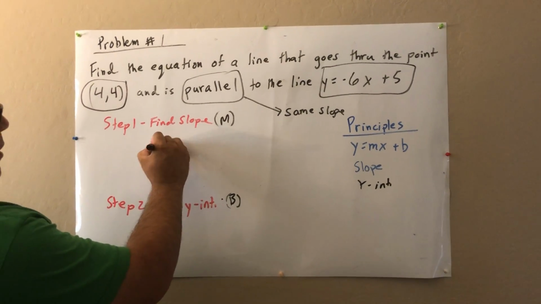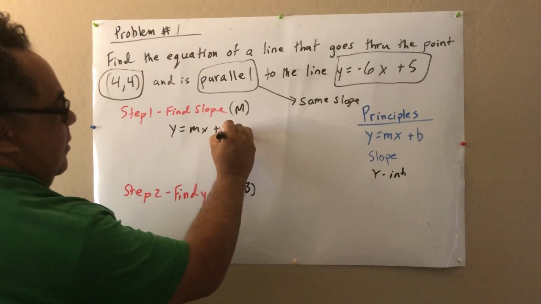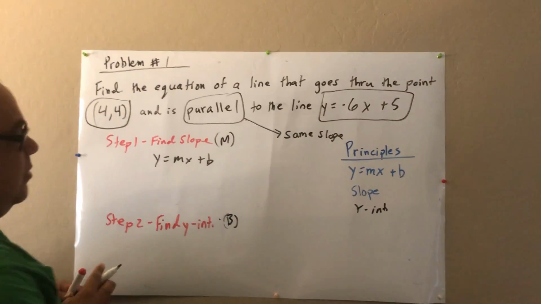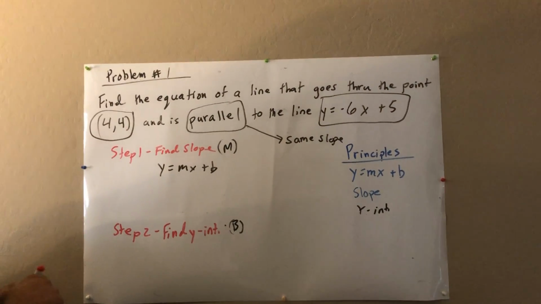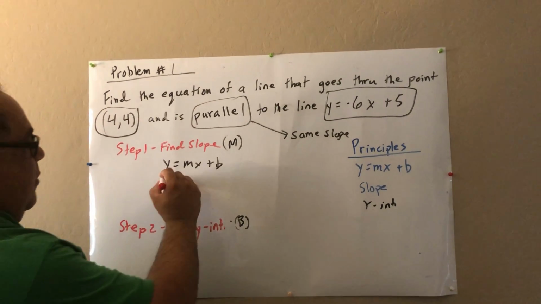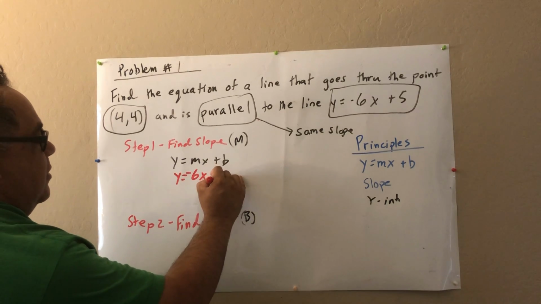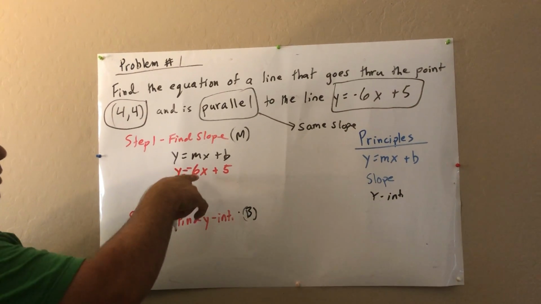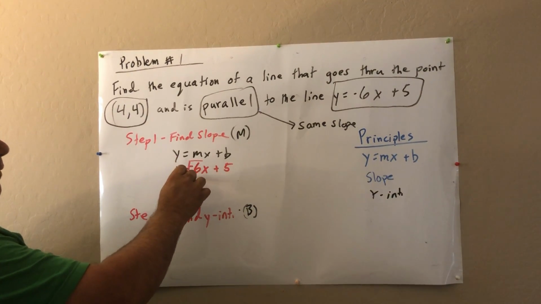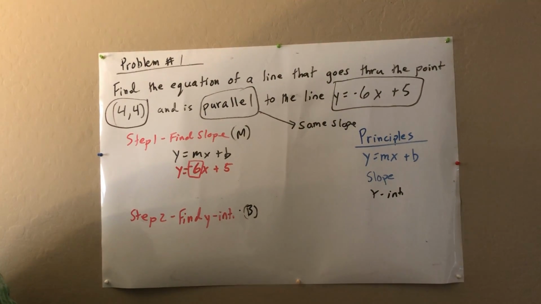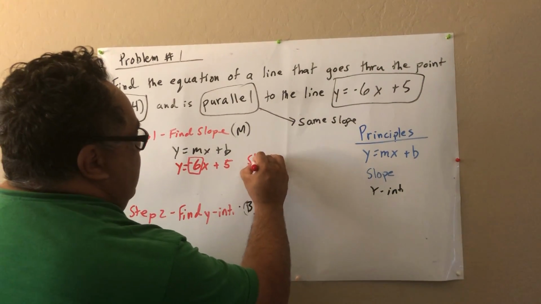So here's your equation right here, y equals mx plus b. It's one of our principles right there. That's called slope-intercept form. We're going to put the equation for the other line directly underneath there, y equals negative 6x plus 5. The slope is whatever's right in front of x when we have the slope-intercept form. So here the slope is going to be negative 6.